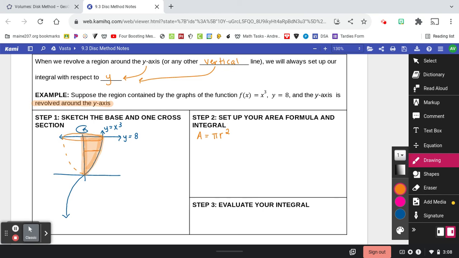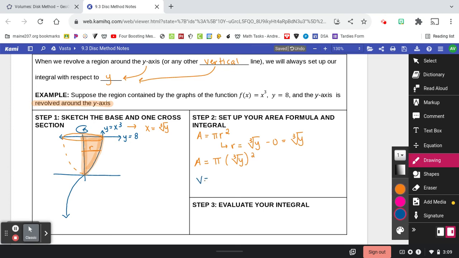Now, the radius of one of these circles would be the distance between the y-axis and this graph. Since I'm going to do everything in terms of y, I'm going to convert this equation to be in terms of y, which means I cube root both sides, and I get that x is the cube root of y. So my radius is the cube root of y minus 0, which is just the cube root of y. Therefore, my area formula is pi times the cube root of y squared.